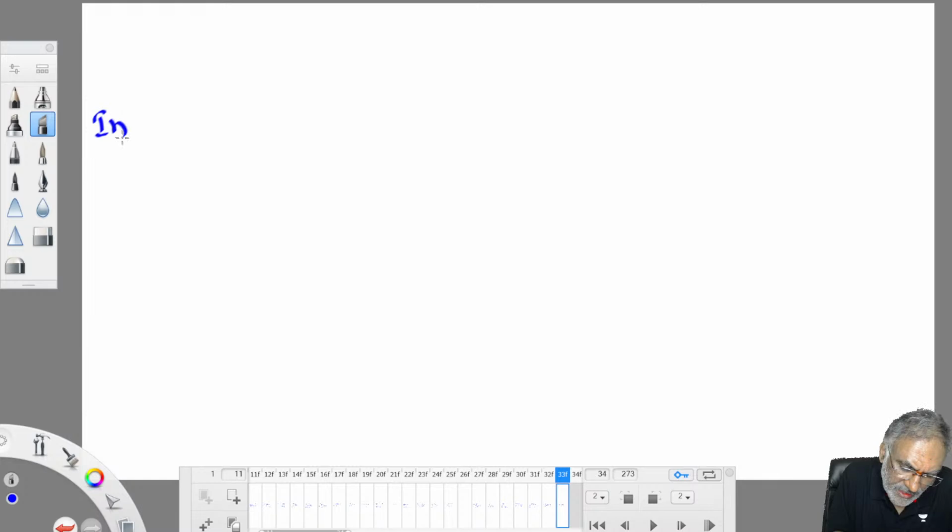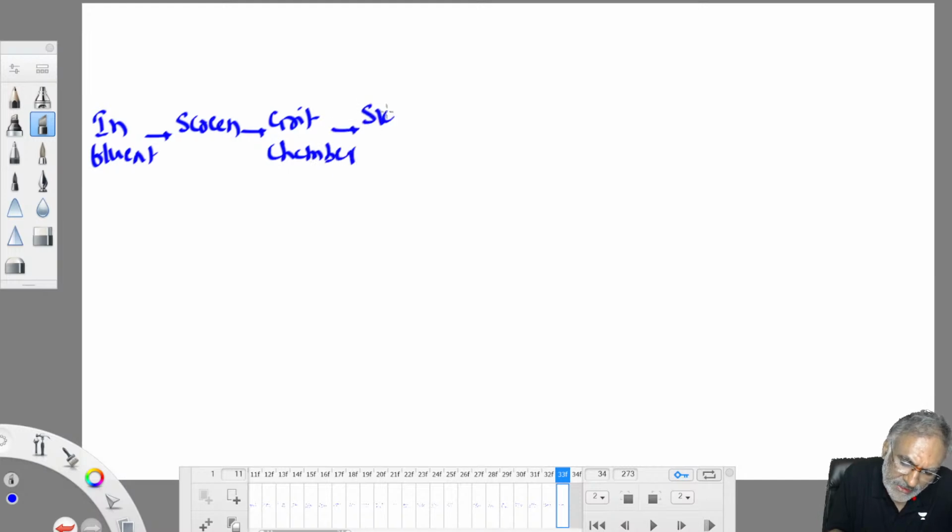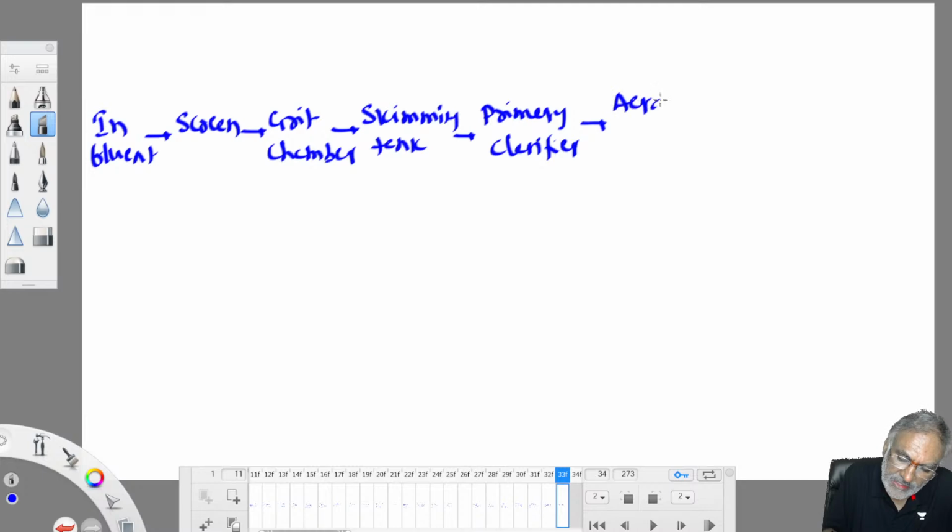So influent, which we get from the community, is put into treatment. First one is screen, second is grit chamber, third is skimming tank, fourth is primary clarifier, next is secondary treatment, aeration tank or trickling filter, any one.